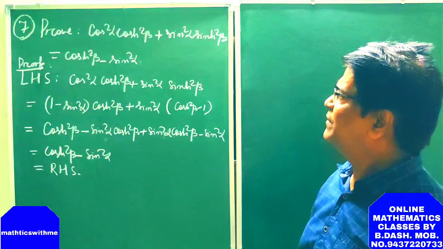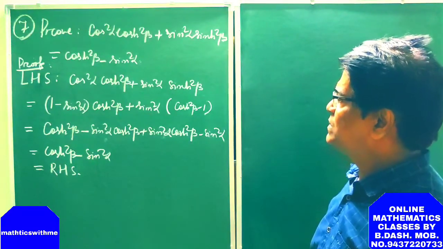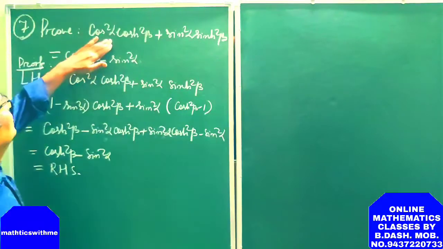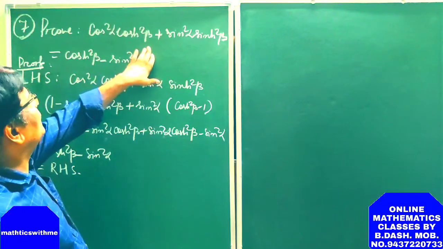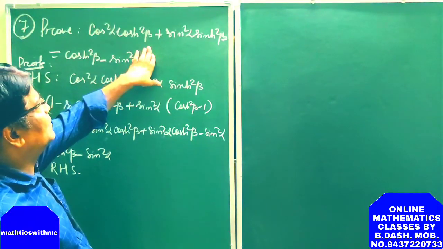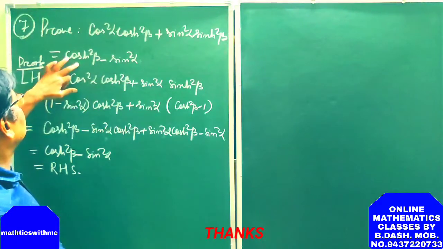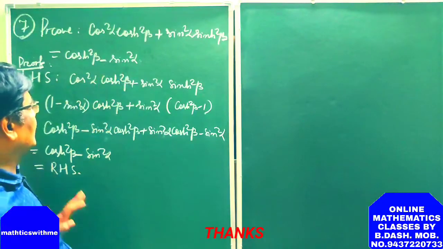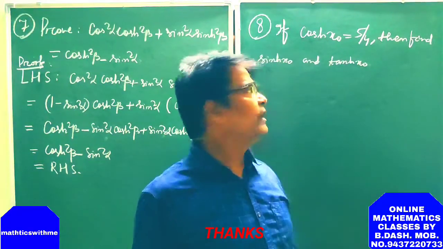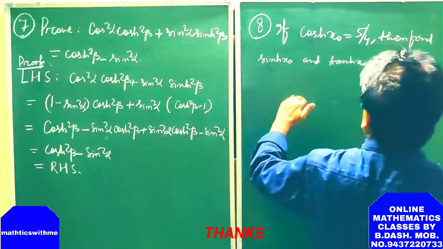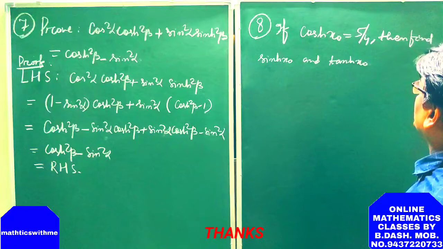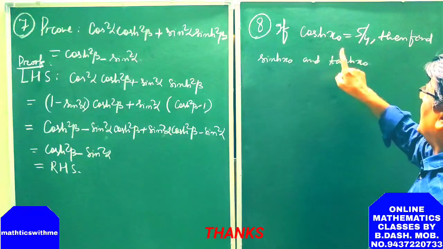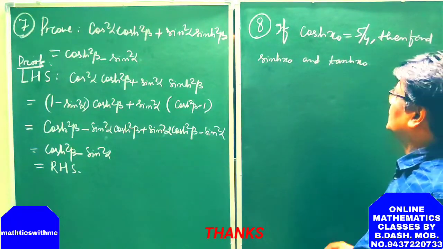Our problem number 7 is now solved. Let us proceed to solve the next question. In this problem, we have to prove cos square alpha cosh square beta plus sin square alpha sinh square beta is equal to cosh square beta minus sin square alpha, and that we have proved. Our next question is number 8. If cosh x0 is equal to 5 by 4, then find sinh x0 and tanh x0.